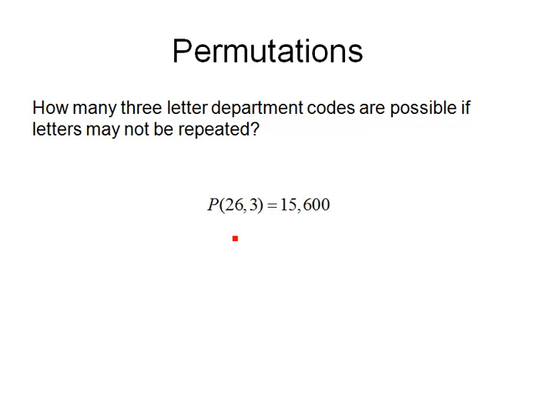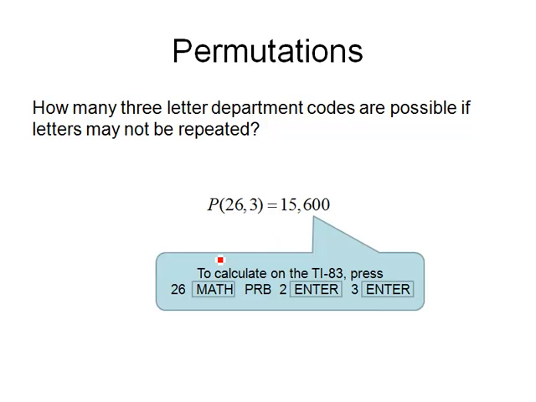Because essentially what I'm going to do is it's going to be 26 choices for the first letter, 25 for the second letter, and then 24 for the next letter. And that's what this calculates. To do it on your calculator, you'd press 26 first, then the Math, PRB menu. You'd go to the second choice, which is the NPR, press Enter, enter the number of choices you're going to make from those 26, and then enter again.